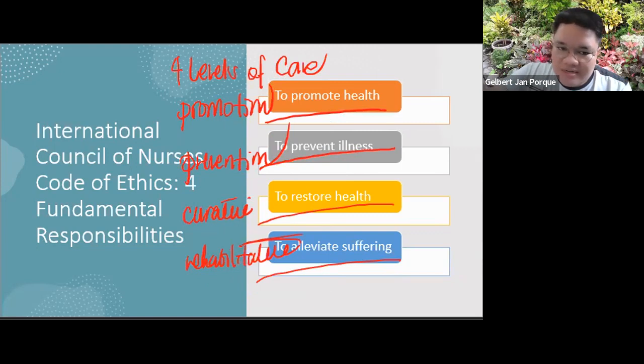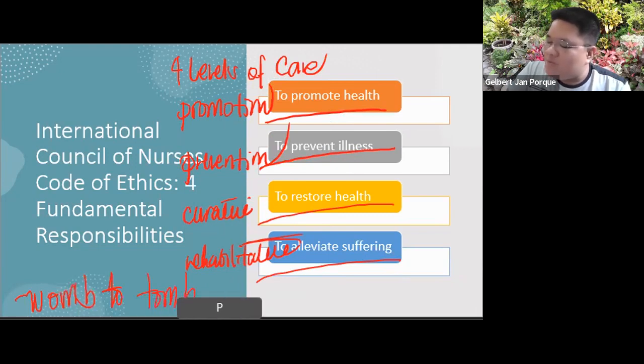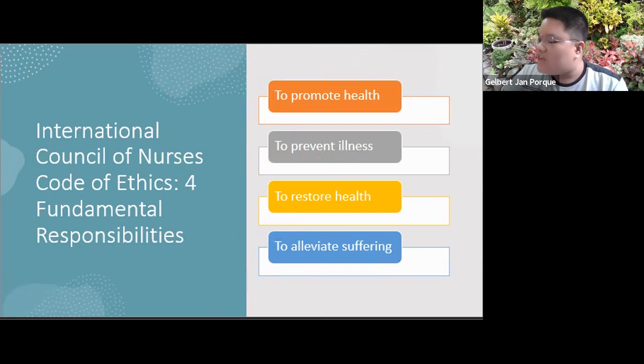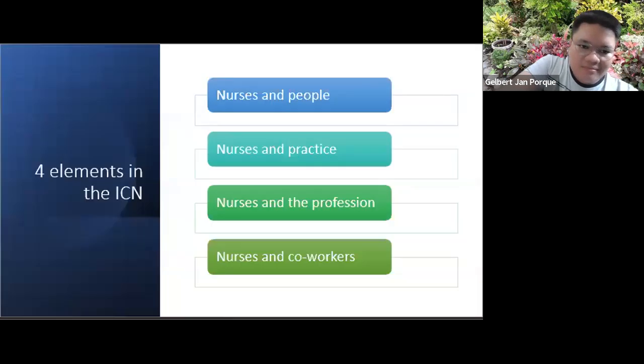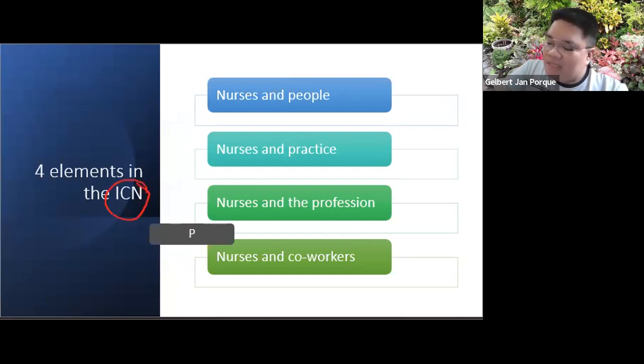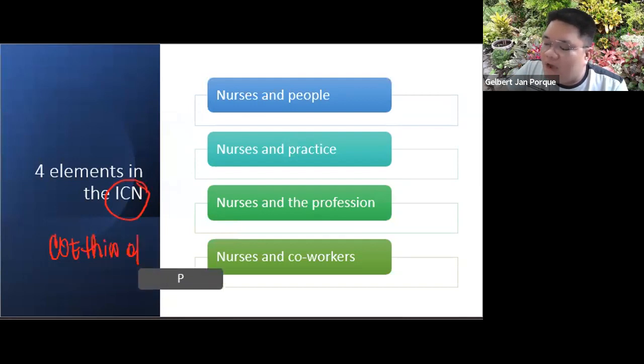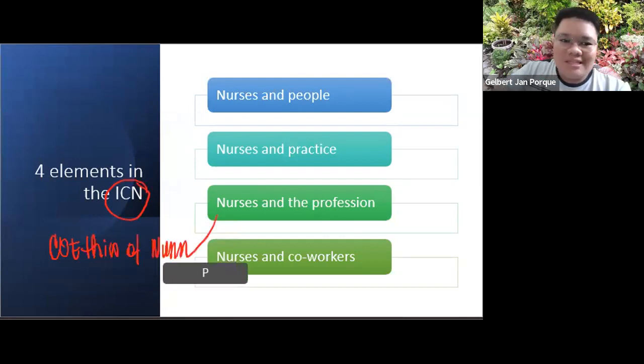So it reminds us that, as nurses, these are our roles. And oftentimes when we teach them, we say that we are taking care of the patient from womb to tomb. In other words, from the time they are not yet born, until the time that we die. That's why you have health promotion, disease prevention, curative, and then rehabilitative. Now, the 4 fundamental responsibilities are also the emphasis of your ICN Code of Ethics. Now, what are the 4 elements of the ICN? This is actually also written in the Code of Ethics of Nurses in our setting. Class, these are the important elements.